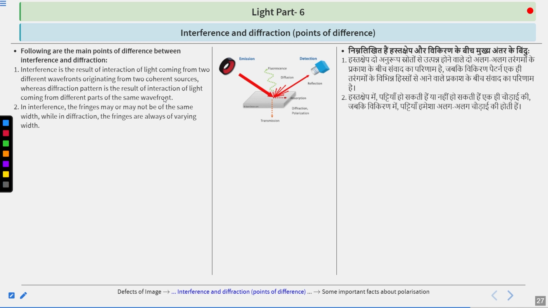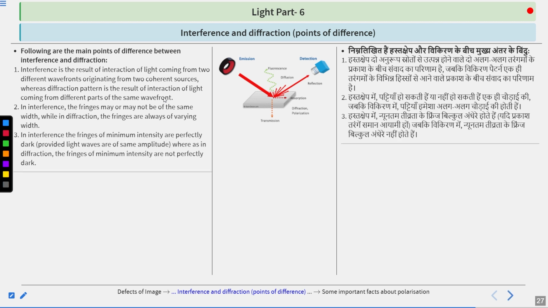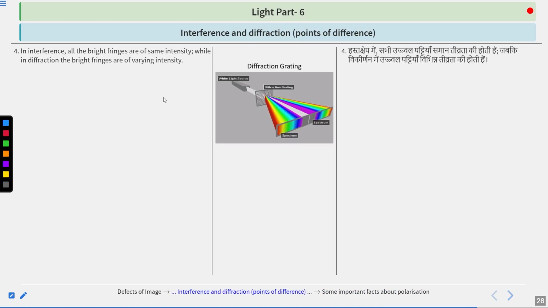In interference, the fringes may or may not be of the same width, while in diffraction, the fringes are always of varying width. In interference, the fringes of minimum intensity are perfectly dark, provided the light waves are of the same amplitude, whereas in diffraction, the fringes of minimum intensity are not perfectly dark. In interference, all the bright fringes are of the same intensity, while in diffraction, the bright fringes are of varying intensity.